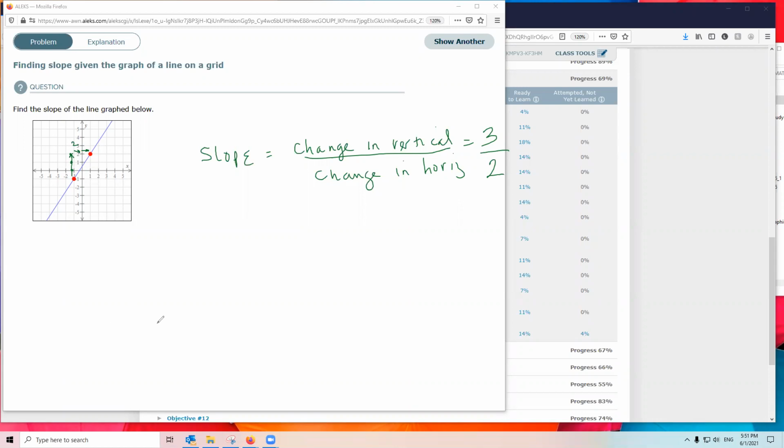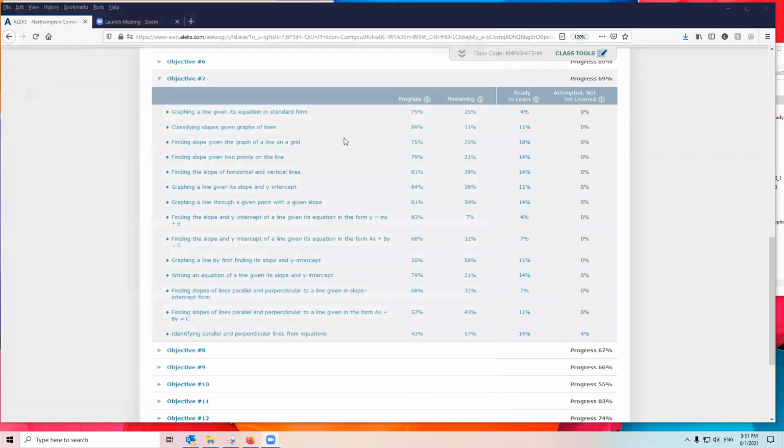Again, what you do is you ask yourself, to go from one point to another, how far did you go vertically? And then how far did you go horizontally? This vertical number goes on the top of the fraction, this horizontal distance goes on the bottom of the fraction. All right, let's do a few more examples like that.